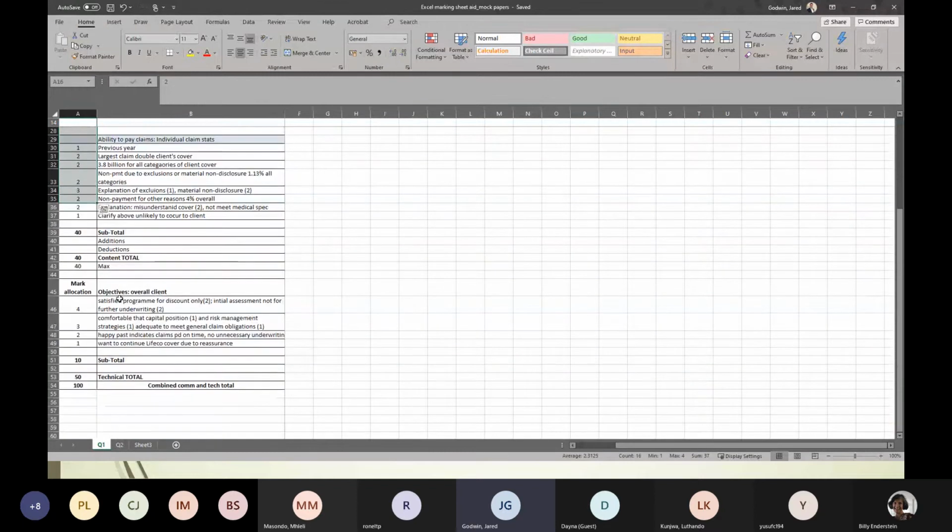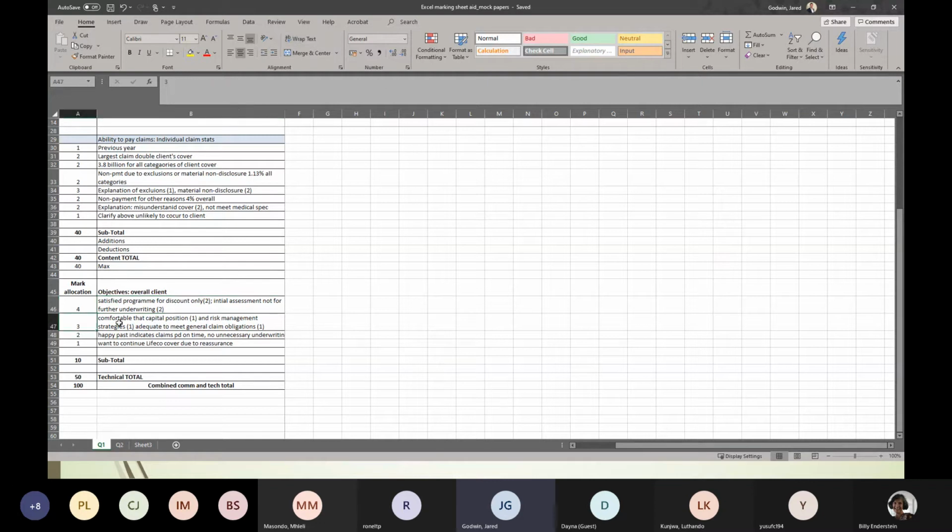And then just very quickly, I want to show you the objectives. You get 4 marks if I believe you've satisfied that the program is for discount only and that the initial assessment is not for further underwriting. So in other words, did you tackle his main concern? You get 4 marks. Or I might say you get 3 out of the 4 because you didn't quite hit it. You got half for that and full marks for that one.